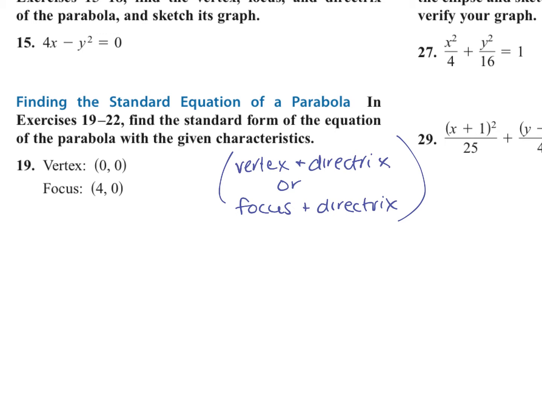So if I gave you the vertex and the focus, you plot it, you find the distance, you find the direction, you're done. If I give you the vertex and the directrix, same thing, draw it out, figure out which direction it faces, count your P, and then figure out your equation from there. If I give you the focus and the directrix, you're going to have to find the vertex, which is halfway between those two, then find the P, and then figure out from there your equation.